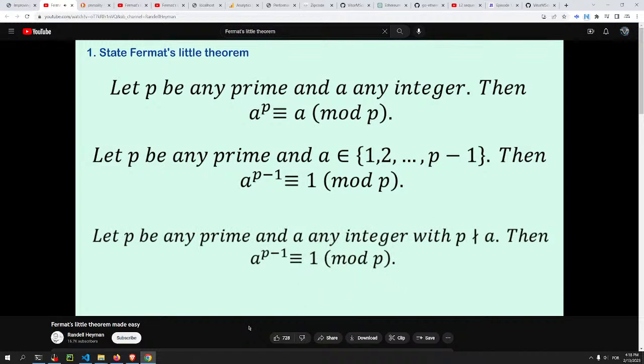Let p be any prime and a an integer with p not dividing a. Then a to the p minus 1 is congruent to 1 mod p. Now I'm going to use this middle one for most of the solutions for the following problems. So let's go on to question 2.